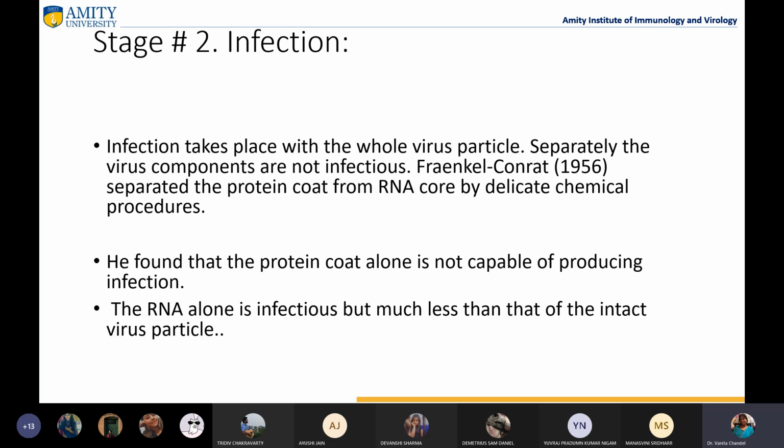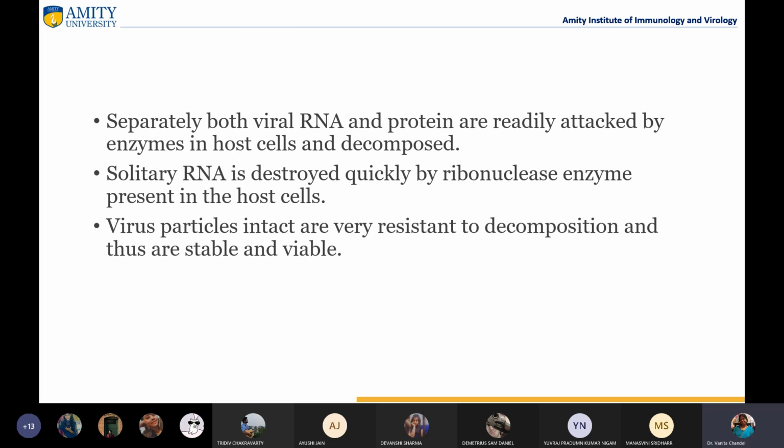So these studies are being done to prove this. They found that the coat protein alone is not capable of producing infection, whereas RNA is infectious, but still the intact virus particle is more infectious as compared to the individual one. Separately, they found both viral RNA and protein are readily attacked by enzymes in the host cell and are decomposed. Singly, RNA is quickly destroyed by the ribonuclease enzyme in the host cell. When virus particles are intact, they are very resistant to decomposition and are more stable and viable.